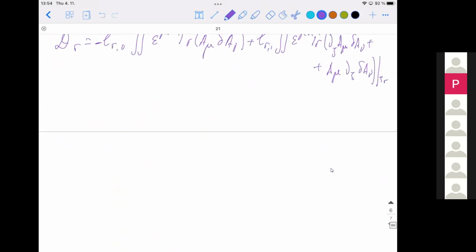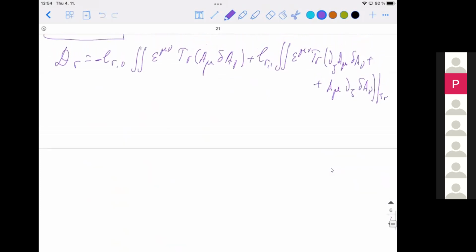At zeta r, the boundary condition on A. So the choice is that at the pole, this A mu is 0. So also the delta A mu is also 0, so that the dr defect terms will be 0. Independently, these two terms will be 0 on their own.